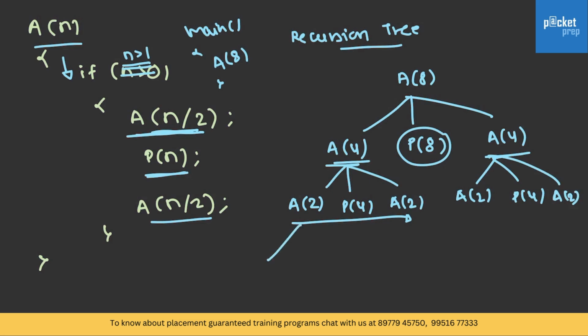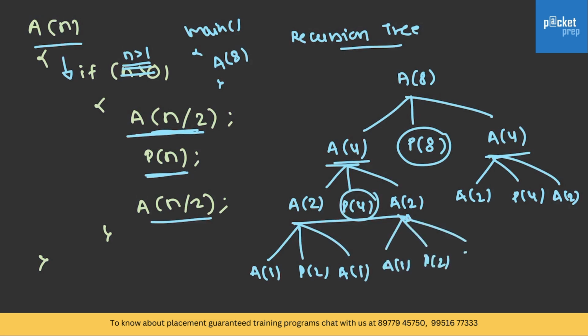Now again it satisfies the condition. A of 1, 2 will be printed. Again a of 1 will be called. This is just a print statement. The same sequence will be repeated. 2 will be printed, a of 1 will be called, and here also the same structure has to be repeated.